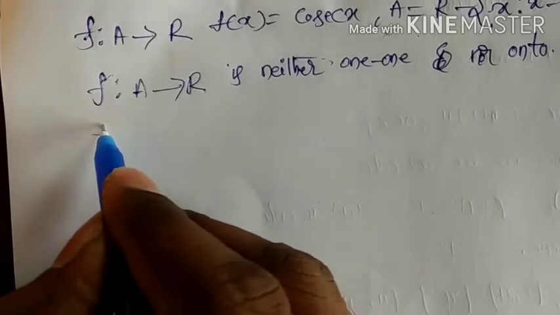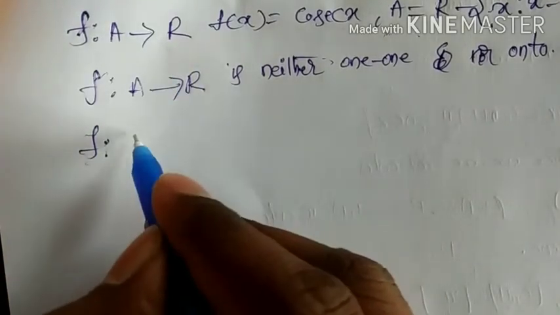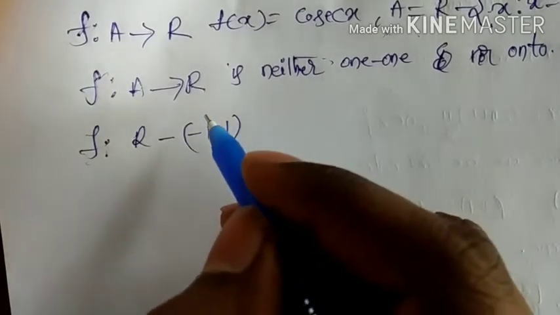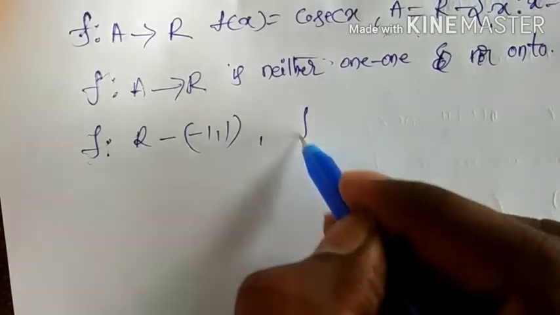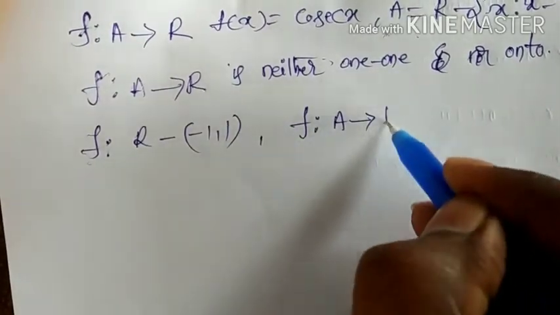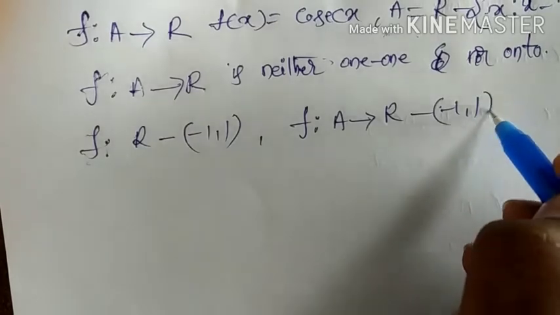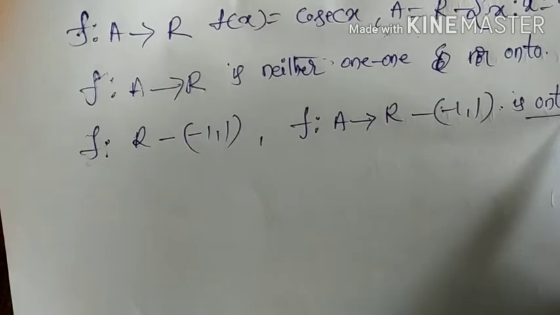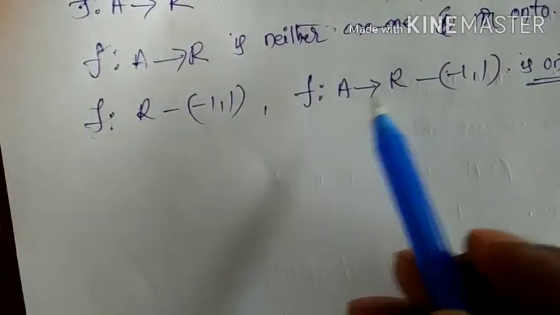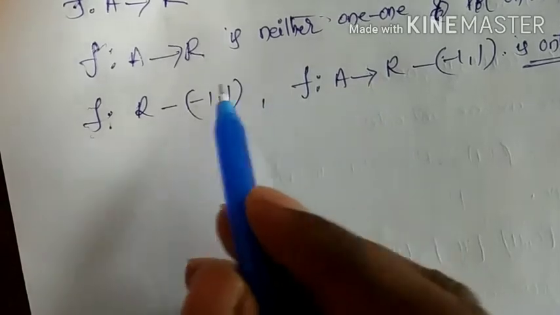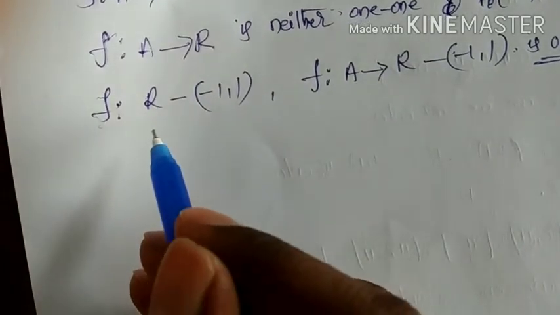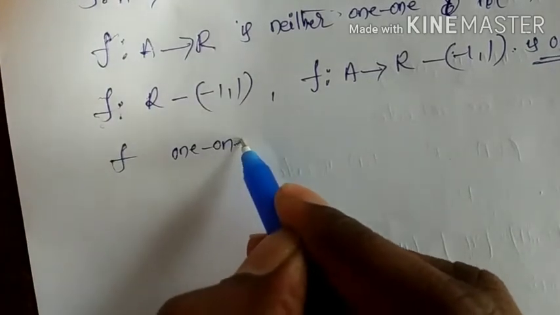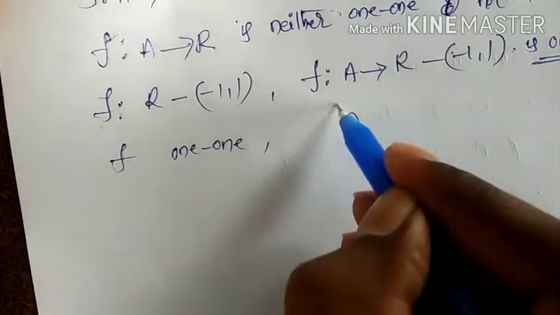But the range of the function f is R minus of (-1, 1), right? So the function f is defined like this: A to R minus of (-1, 1). Clear? So it is an onto function. So there is a chance for the function f to become a one-one function, right? So f also becomes one-one when we restrict its domain to a certain interval D, right?